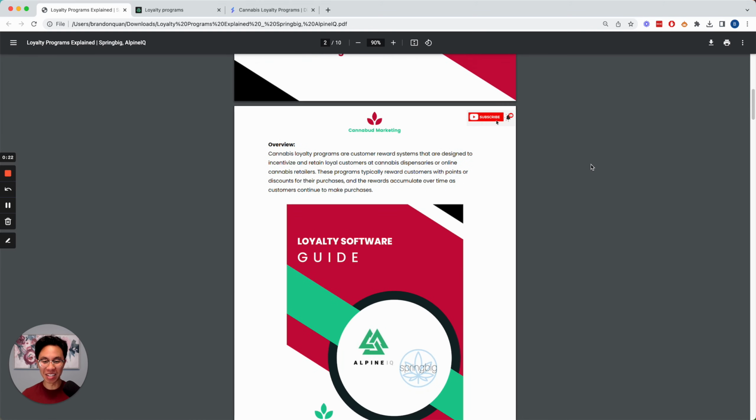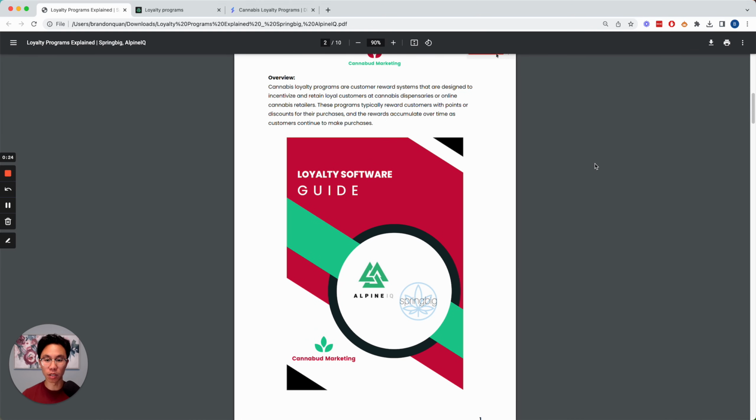So, first things first, the overview of loyalty software. Relatively self-explanatory, so I'm going to go over this very quickly. Cannabis loyalty programs are customer reward systems that are designed to incentivize and retain loyal customers at cannabis dispensaries or online cannabis retailers. These programs typically reward customers with points or discounts for their purchases, and the rewards accumulate over time as customers continue to make purchases.